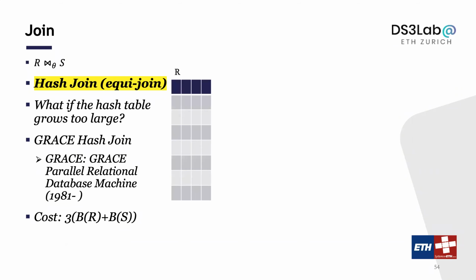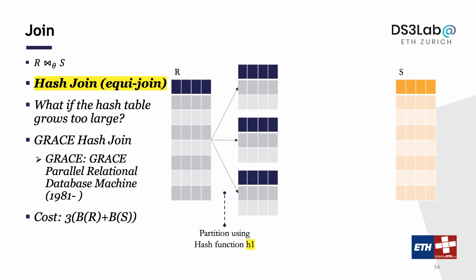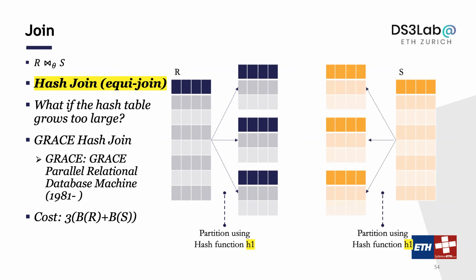You have a very large relation R, you have a very large relation S. What you are going to do is partition R using a hash function H1. You are going to put R into different smaller chunks. And then you partition S using the same hash function H1, okay? And then you pick each pair of the partition, right? So you take the first partition of R and the first partition of S, and then you do a hash join using another hash function H2, right?